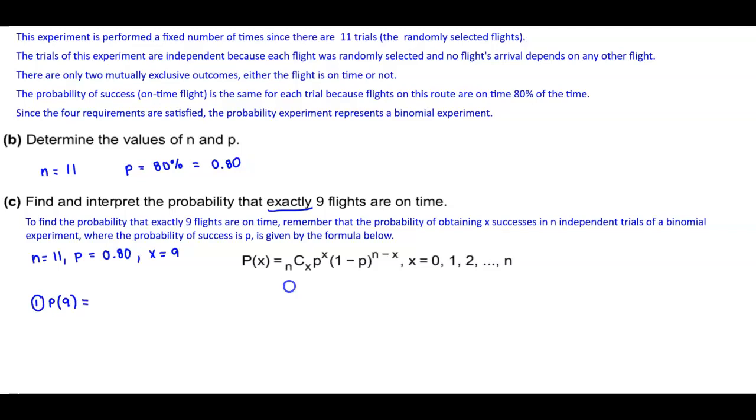So we know that there's 11 trials, combination of 9, and then we're going to multiply that by the probability of 0.80 to the power of x, which is 9, and then times 1 minus 0.8, so 1 minus 0.8 to the power of 11 minus 9. Okay, so let's go ahead and put that in our calculator.